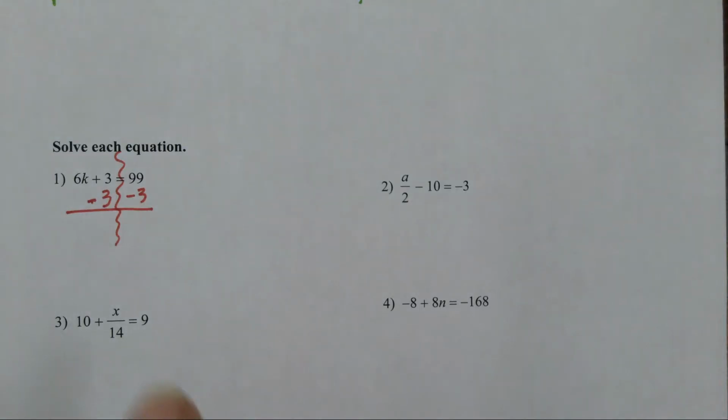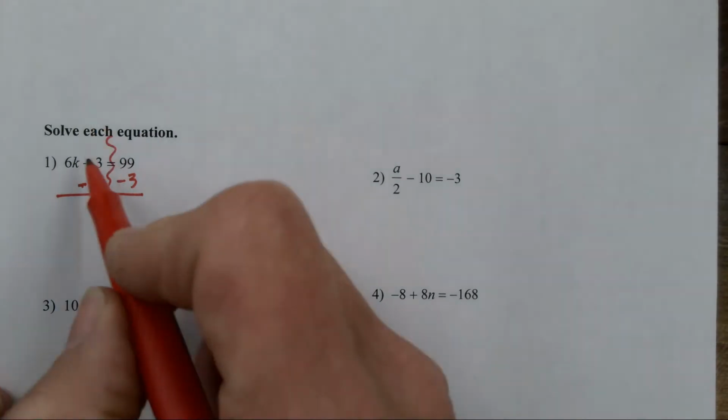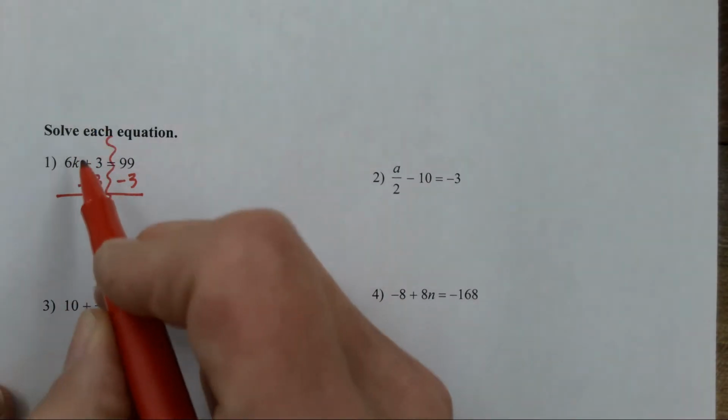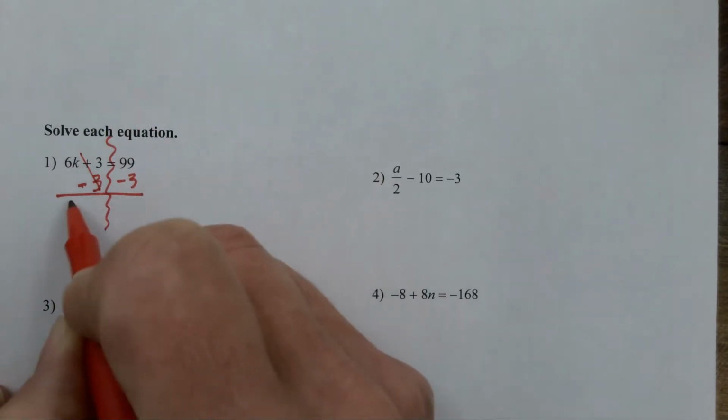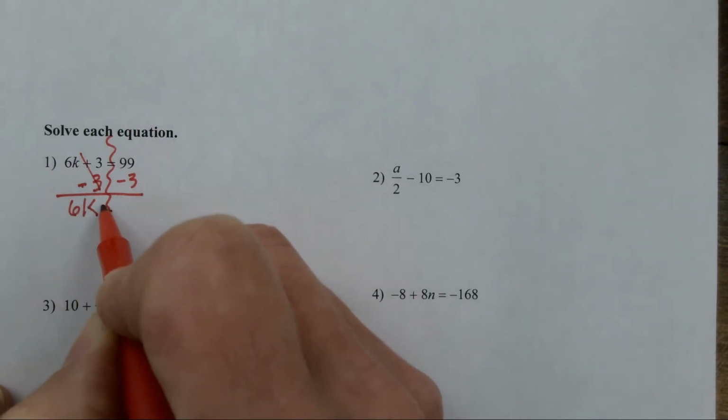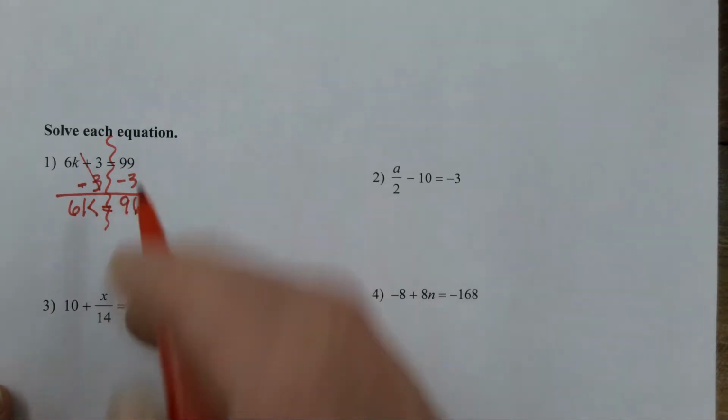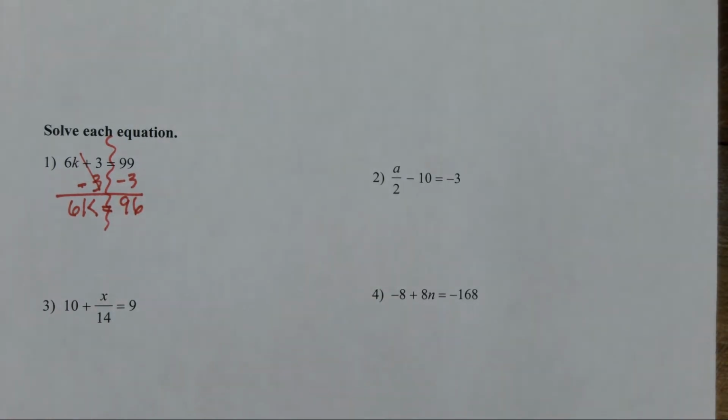Two sides of an equal sign, and I think you're right. When I subtract it here from the left, it goes away. That's my goal. I get 6K equals 96. Sorry, I was slapping my face.